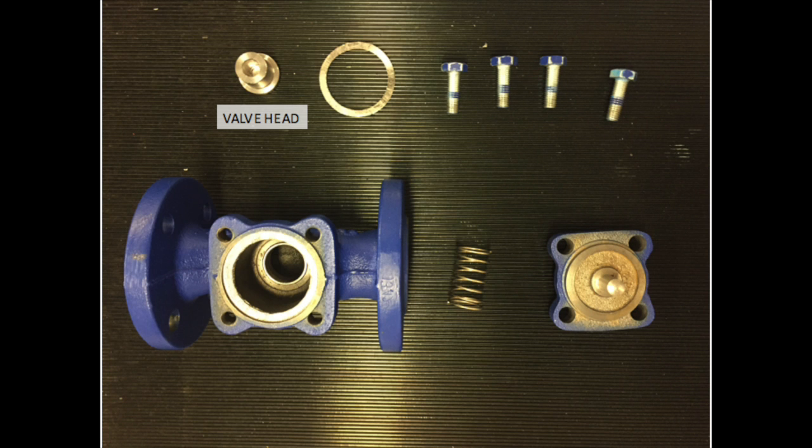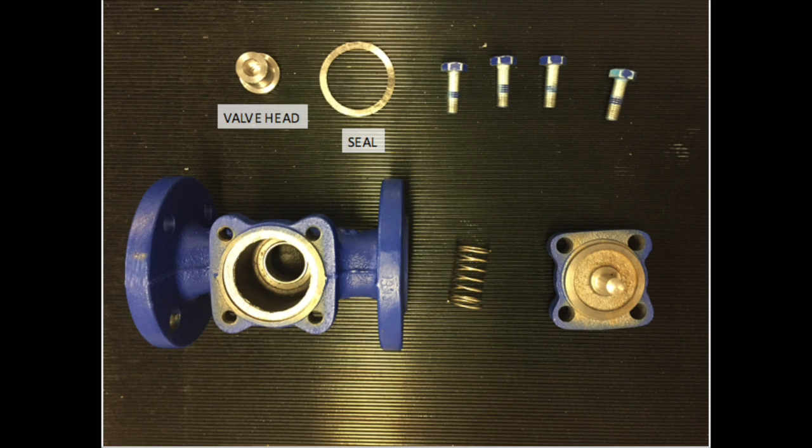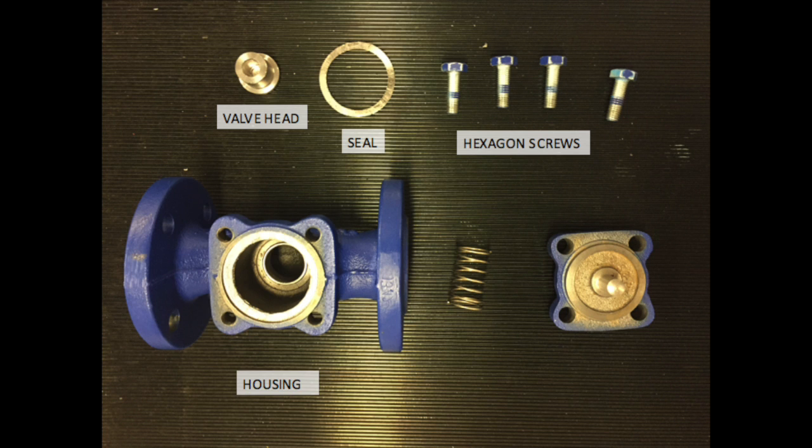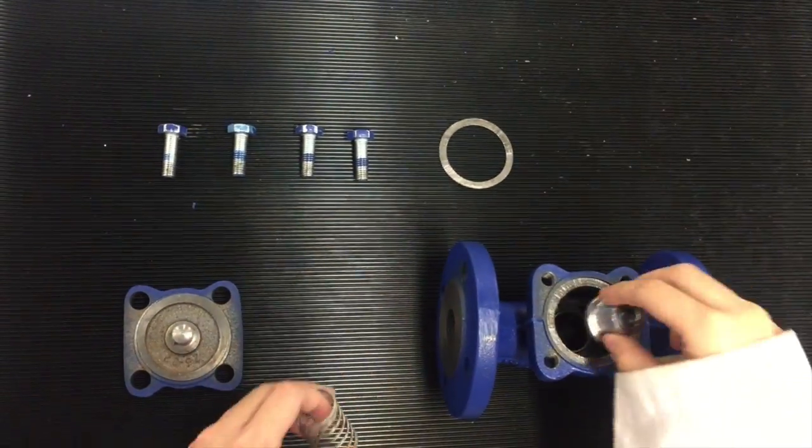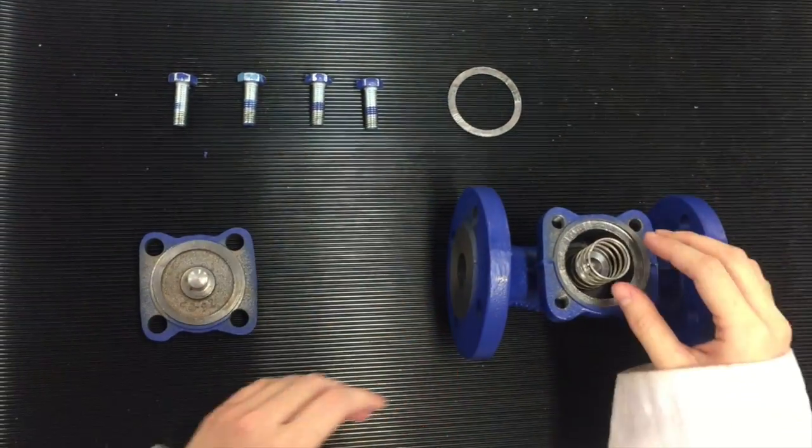We will now look at the assembling of the non-return valve. The parts needed when assembling the non-return valve are 1 valve head, 1 seal, 4 hexagon screws, 1 housing, 1 spring, and 1 cover. First, put the valve head into the housing, followed by the spring.